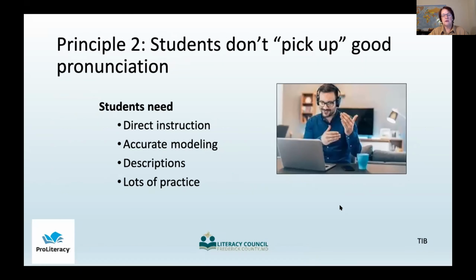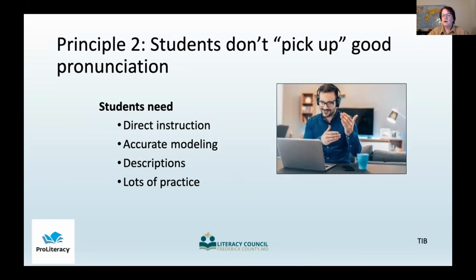The second principle of pronunciation instruction is that usually adult second language learners don't just pick up good pronunciation. It can take a lot of work. The older students are and the longer they've been speaking their native languages, the more training their ears and mouths have had in hearing and speaking, of course, their language. They need direct instruction in the sounds, rhythm, and intonation of English, and then they need lots of practice.